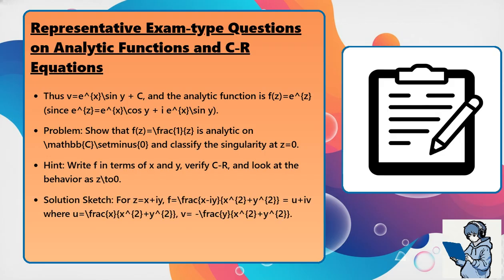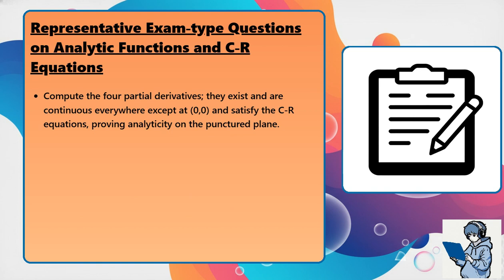Solution sketch: for z = x + iy, f = (x − iy)/(x² + y²) = u + iv, where u = x/(x² + y²), v = −y/(x² + y²). Compute the four partial derivatives. They exist and are continuous everywhere except at (0, 0), and satisfy the CR equations, proving analyticity on the punctured plane.